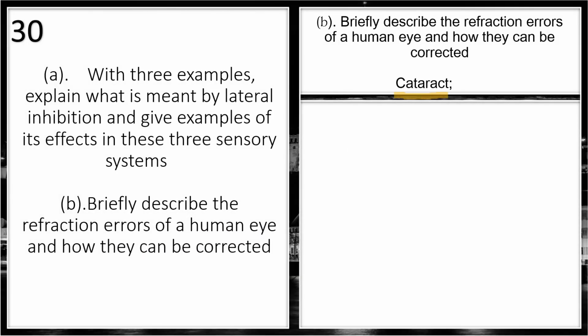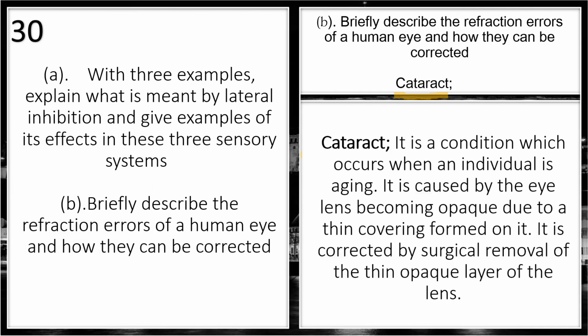Cataract. Cataract is a condition which occurs as the individual ages. It is caused by the eye lens becoming opaque due to a thin covering formed on it. It is corrected by surgical removal of the thin opaque layer of the lens.